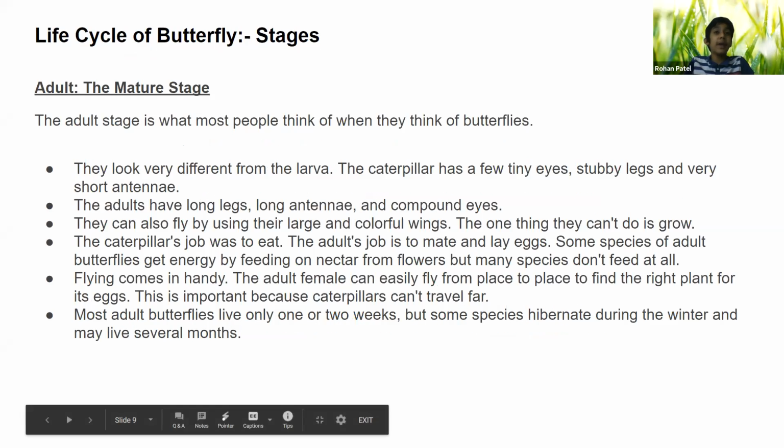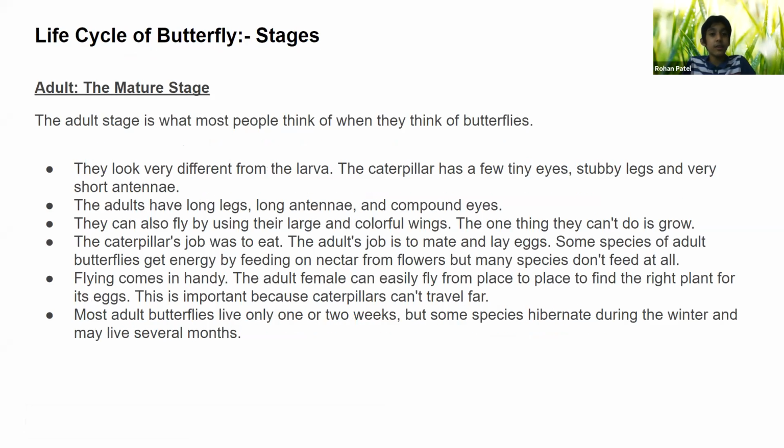Then we have our main and our last stage, which is the adult stage, also known as the mature stage. The adult stage is what most people think of when they think of butterflies. They look very different from the larva. The caterpillar has a few eyes, stubby legs, and very short antennae. They don't even have wings. Adults also have long legs, long antennae, and compound eyes, which means that they have lots of small eyes.